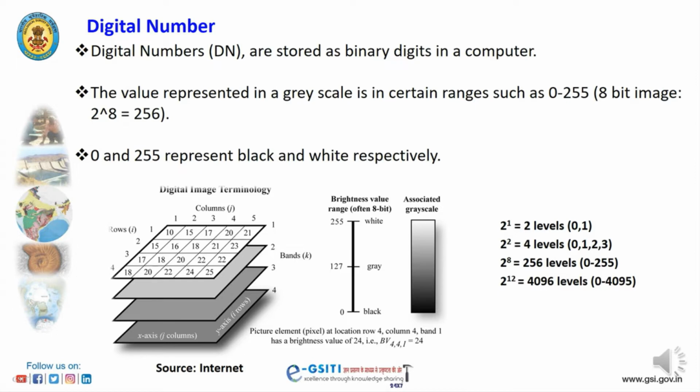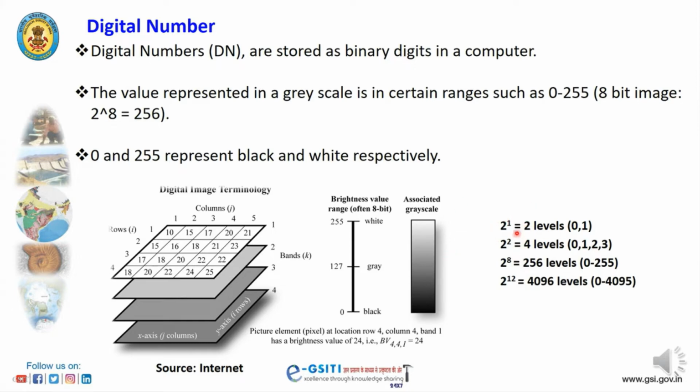Digital numbers are stored as binary digits in a computer. The value represented in grayscale is represented by certain numbers, and that ranges from 0 to 255. 0 represents black and 255 represents white. Here we have one example. We can see there are some small pixels, and each pixel has some digital number. These digital numbers are represented in terms of brightness value, and these brightness values are represented in terms of gray. Here we can say if you have 0 brightness value, then the object will be black. If it's ranging between 0 and 255, it will be gray, and if it's 255, then it will be white.